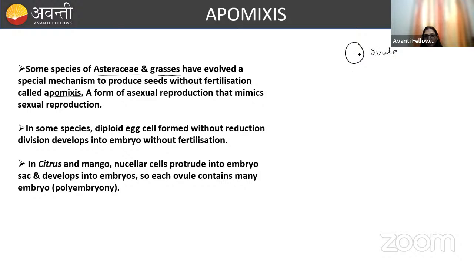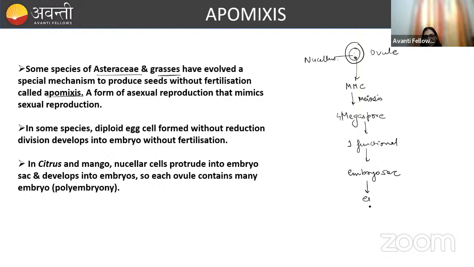This is the ovule. Inside the ovule is a nucellus. One cell of the nucellus differentiated and formed the megaspore mother cell. This megaspore mother cell will undergo meiosis and will produce 4 haploid megaspores. Out of 4, 3 get degenerated and only 1 is functional. The one which is functional will form the embryo sac or the female gametophyte.